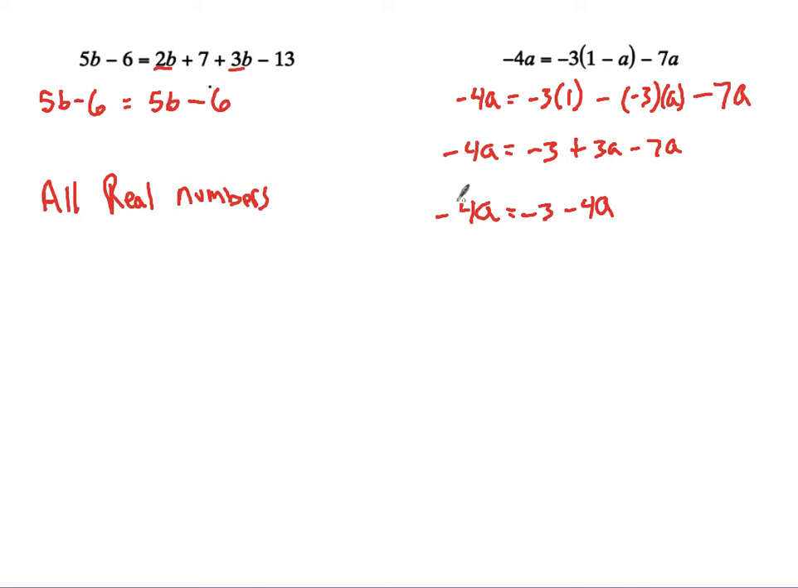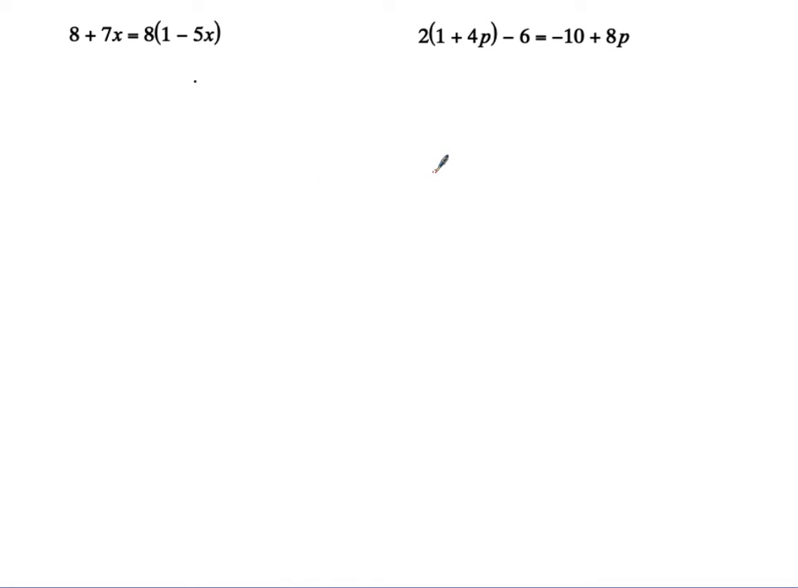So now this is the scenario where the variable terms are the same and my number is different. And if the variable terms are the same but the numbers are different, that's automatically a no solution problem. So same variables, different numbers, no solution. Same variables, same numbers, all real numbers. Need to see that pattern, recognize it. Okay, let's do these last two and see where we end up here.